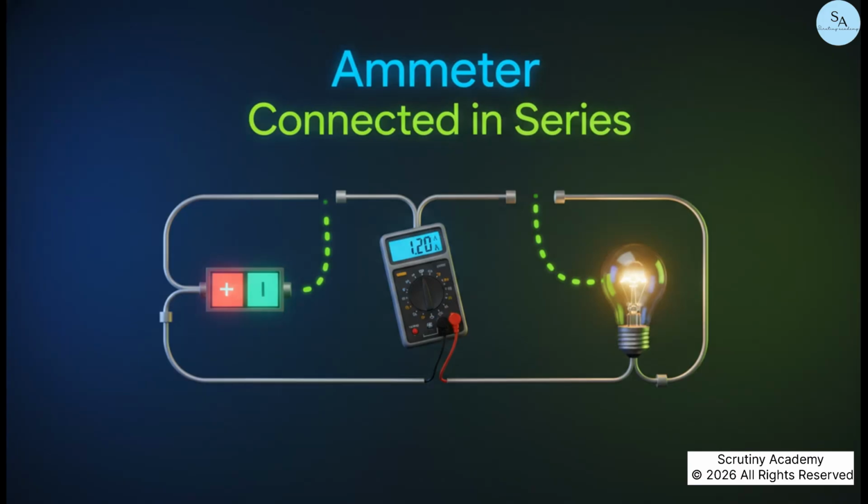So in a real-world circuit, how do you measure this enormous flow? You use a tool called an ammeter. And listen, for your exams, this is a big one. You have to connect it in series. That means it needs to be part of the main path of the circuit, so that every bit of charge has to flow through it to be counted.